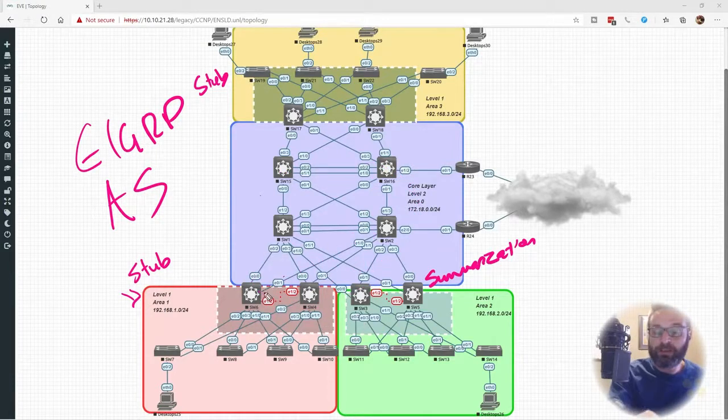So it's important to keep in mind with summarization in EIGRP that you summarize at the same points that you would in a typical enterprise network, except that you're going to have to summarize on each of the links themselves, unless you specifically want to engineer it so that traffic comes inbound from a specific link.